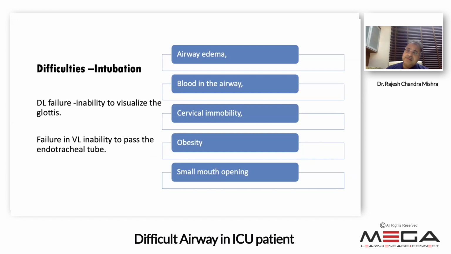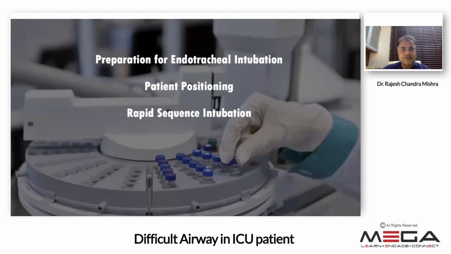When we go to intubate a patient with a difficult airway, there can be a failure to visualize on direct laryngoscope, and most commonly nowadays video laryngoscope is being used. Even if you can visualize, you may not be able to pass the endotracheal tube. The contributing factors are airway edema, blood in the airway, cervical spine immobility, a very obese patient, a small mouth opening. All these factors can be there, and to handle this patient without wasting much time, without causing hypoxic injury, we have to prepare ourselves.